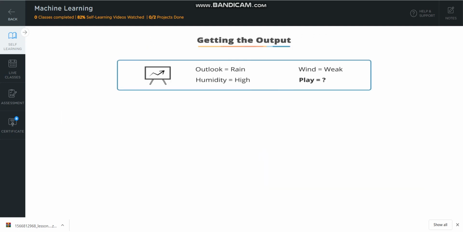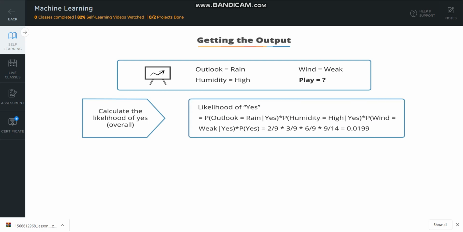Now let's calculate the output by first calculating the likelihood of yes overall. Likelihood of yes equals P(outlook = rain | yes) times P(humidity = high | yes) times P(wind = weak | yes) times P(yes) equals 2/9 times 3/9 times 6/9 times 9/14 equals 0.0199.